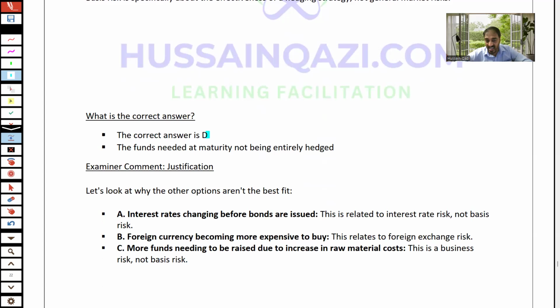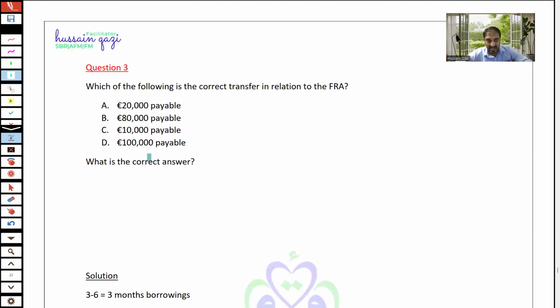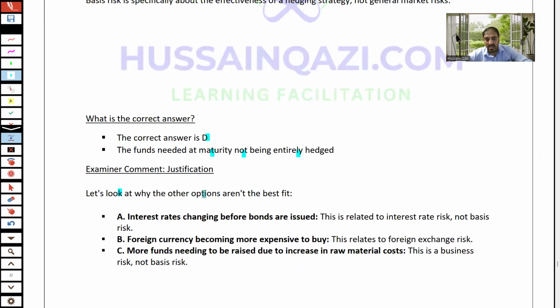The correct answer is D. That is a fund needed to maturity not being entirely hedged. Here, the examiner mentioned the other options are not the best fit. Why? Number one, interest rate changing before bonds are issued. This is interest rate risk, not the basis risk.